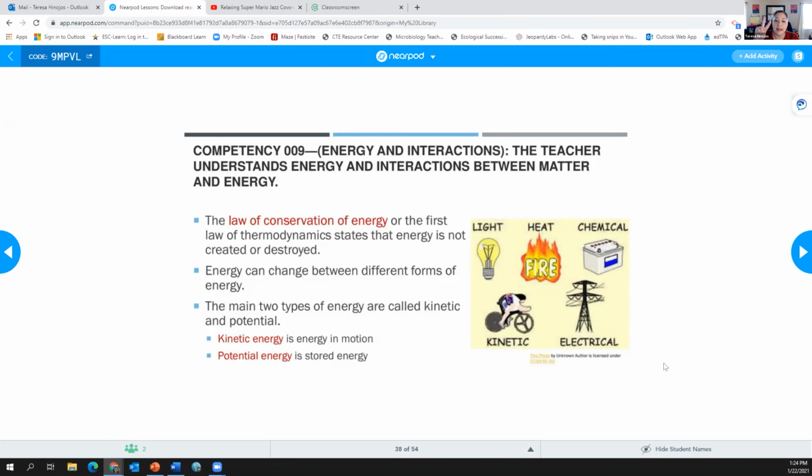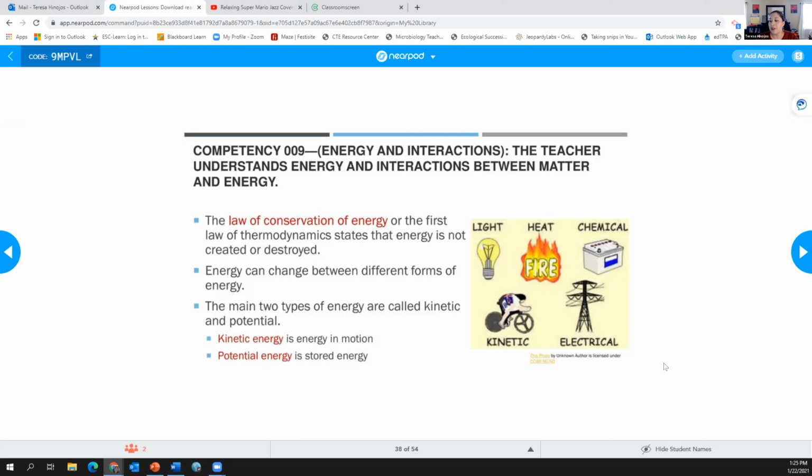And so the two main types of energy that you need to know are kinetic energy and potential energy. Kinetic energy is the energy in motion or energy of motion, and potential energy is stored energy. I hear them mention those two things, but there are different types of potential energy.